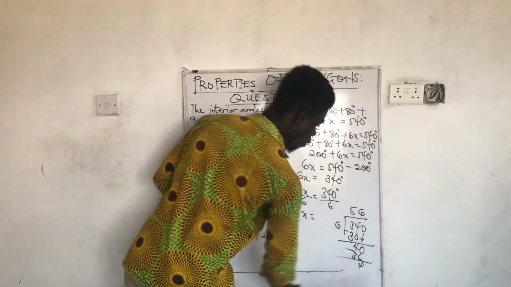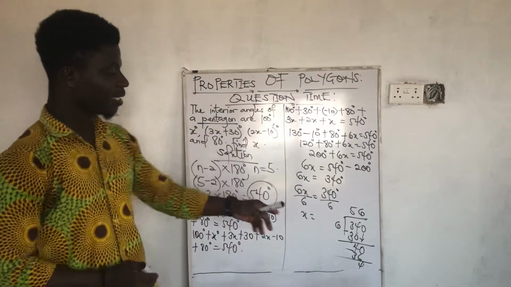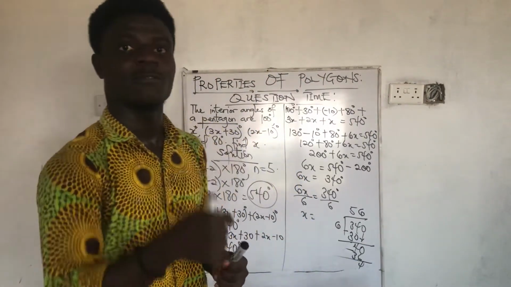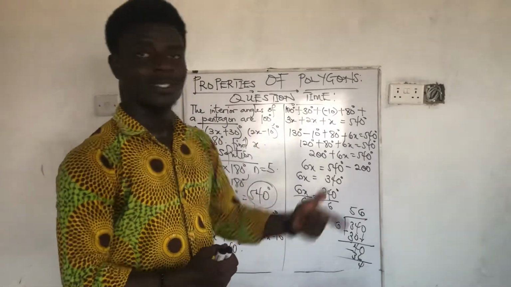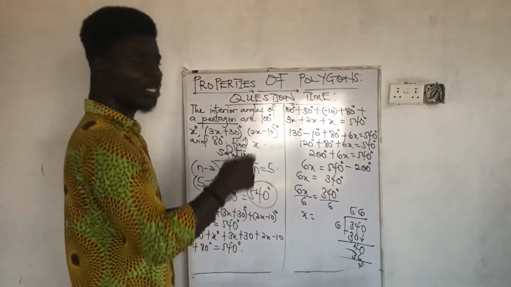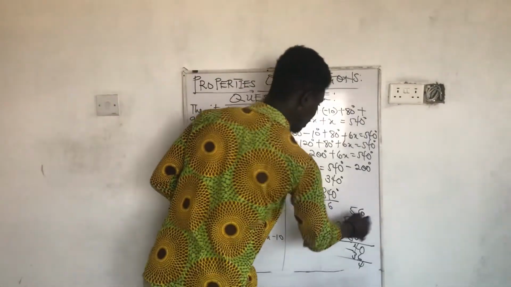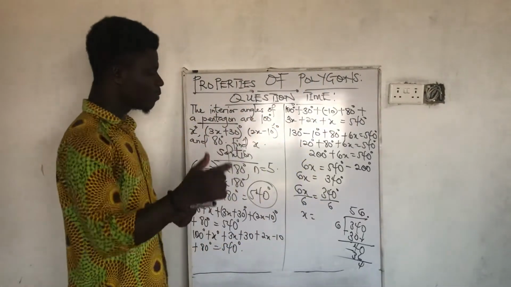So 36 from 40, we have 4. Now 6 cannot go into 4, so you bring 0, making 40. So 6 goes into 40 how many times? 6 times. So we'll bring the 0, then we'll bring a point here, sorry. We'll bring a point. So it means that we'll get what?